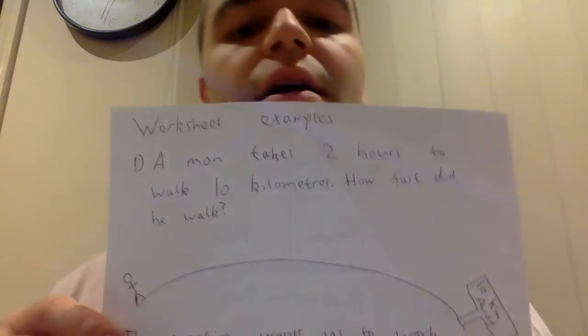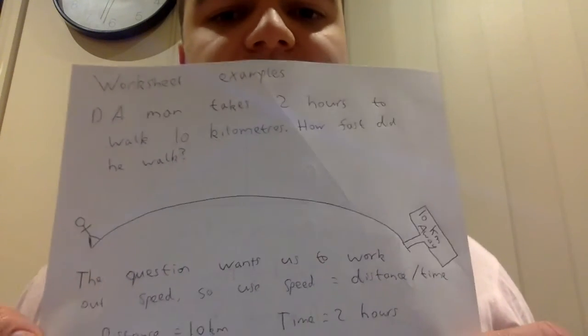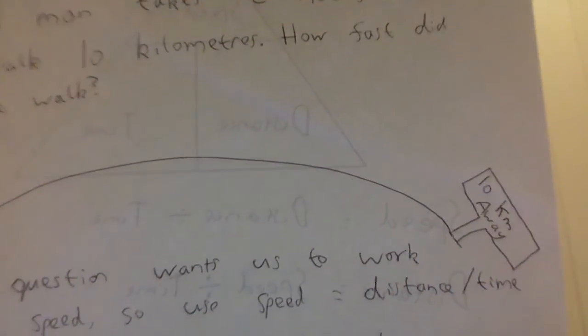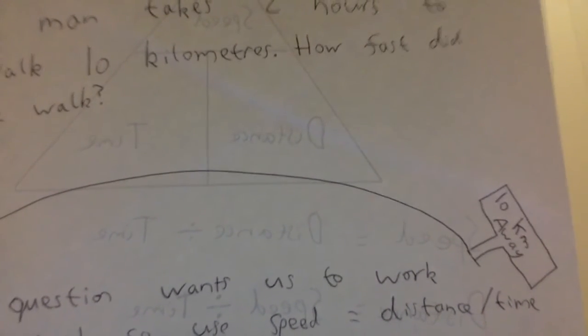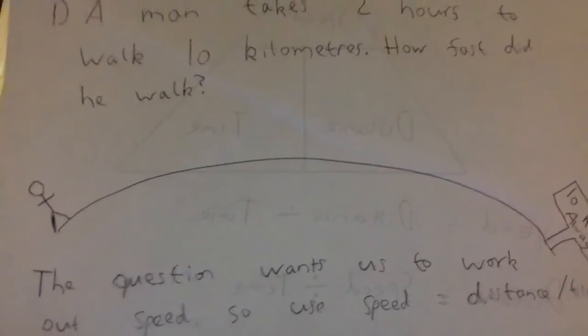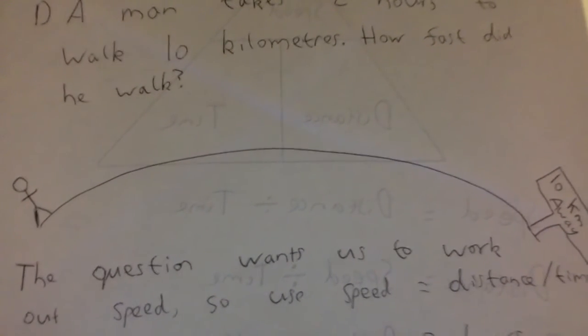I'm just going to show you two quick worked examples of that to give you an idea. And these are from the worksheets that I've asked you to do today. So first of all, we've got a man who takes 2 hours to walk 10 kilometers. Okay, so how fast did he walk? So the question wants us to work out speed. So what we need to do is distance divided by time. So the distance was 10 kilometers, the time was 2 hours. So we just do 10 divided by 2, meaning he was walking at 5 kilometers per hour.